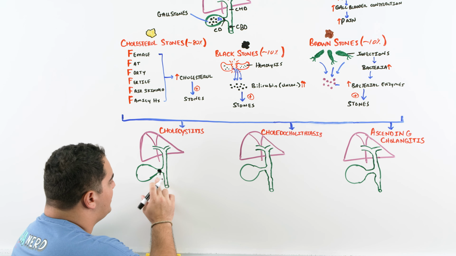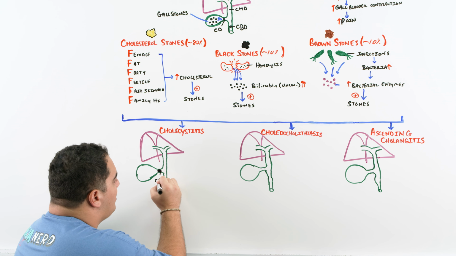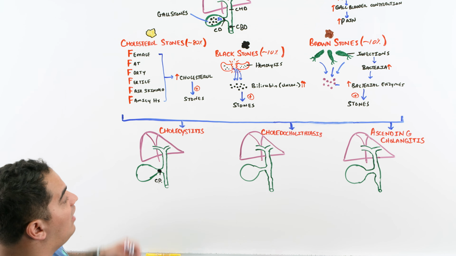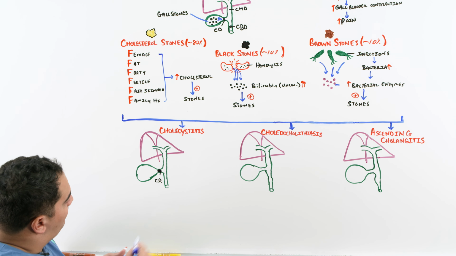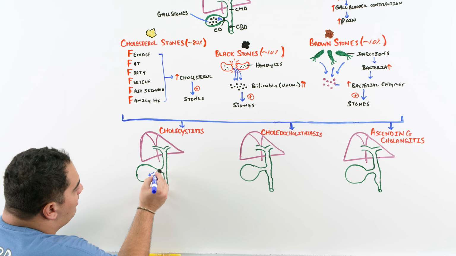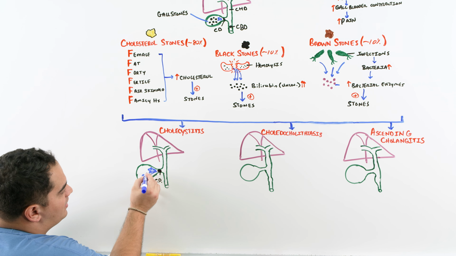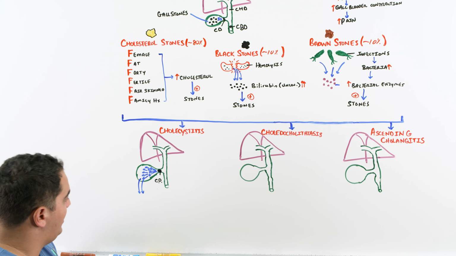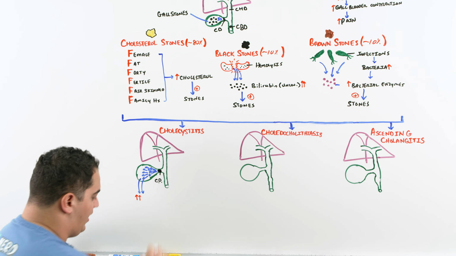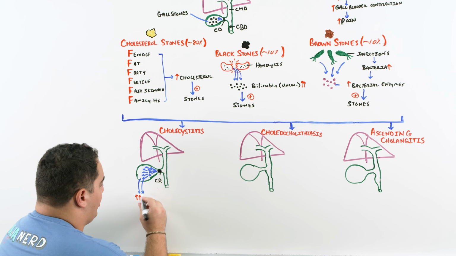It got stuck here in the cystic duct. If it gets stuck in the cystic duct, what's the underlying problem here? Well, it's pretty straightforward. You're not able to move bile and other substances out. And so this is going to cause back pressure to rise here. Now, as this occurs, what are you going to see? You're going to see a massive increase in back pressure.